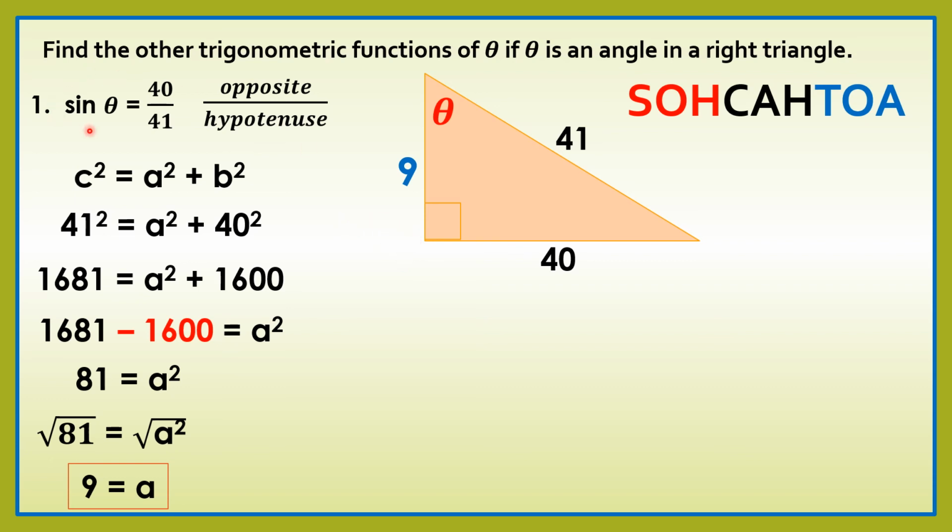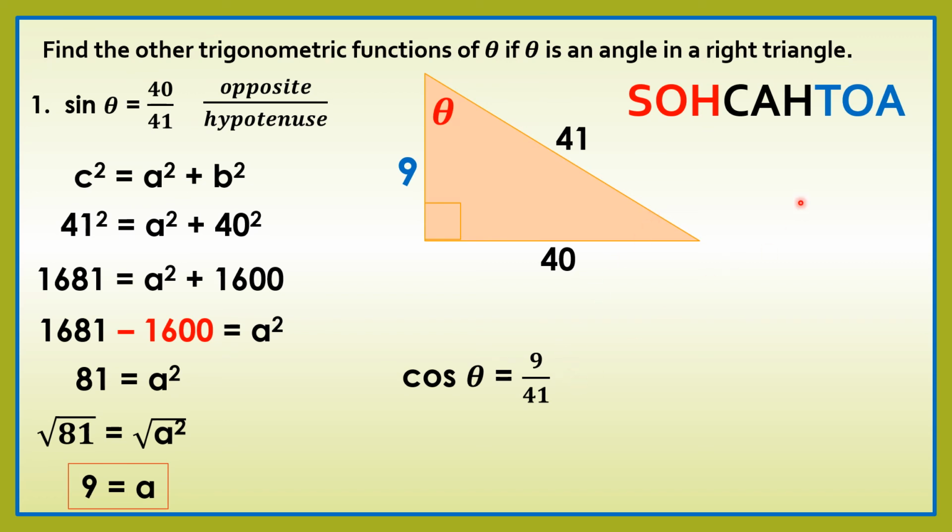So, meron na tayo ditong sine theta. Punta na tayo sa cosine theta. So, sa cosine theta natin, using yung ating mnemonic word na SOH CAH TOA, ang cosine theta natin is CAH. That is adjacent over hypotenuse. So, ang adjacent natin ay 9. Palaging tandaan yung katabing side ng ating reference angle. This is the non-hypotenuse side. At ang ating hypotenuse ay 41. So, that is why we have here 9 over 41.